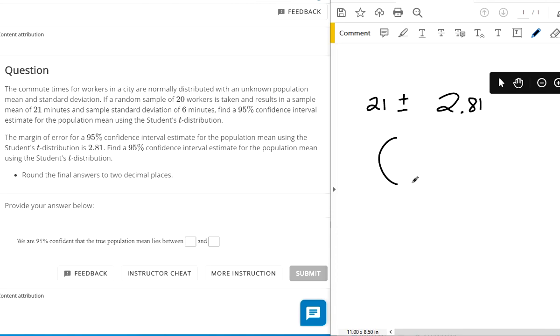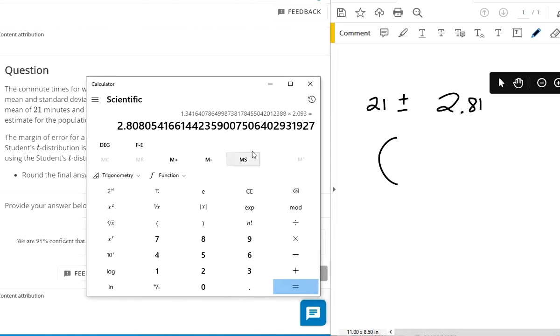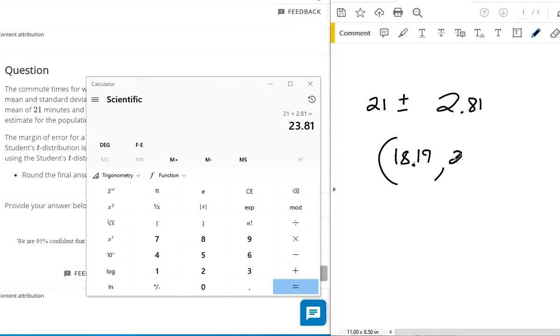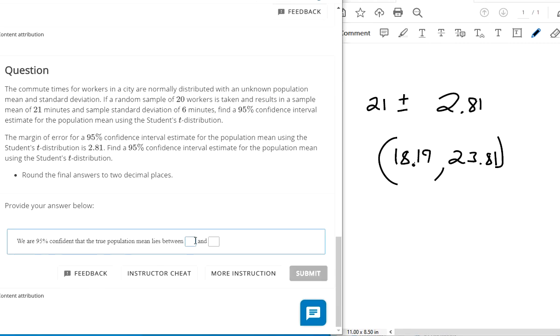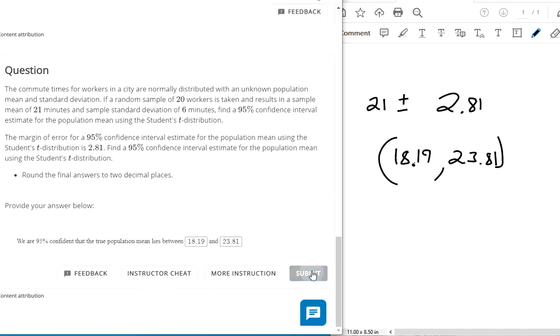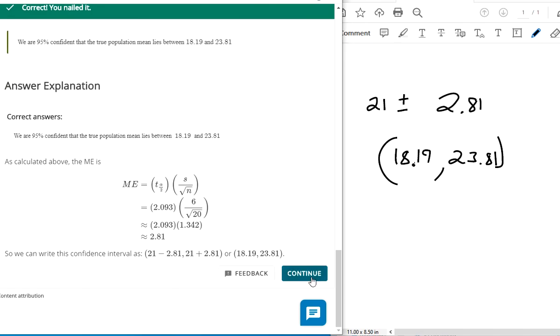To find the lower bound of the confidence interval, you just take 21 and subtract 2.81 from it. It gives us 18.19. And then we do 21 plus 2.81. That makes 23.81. So there's our confidence interval. Okay, I think that's it for this.